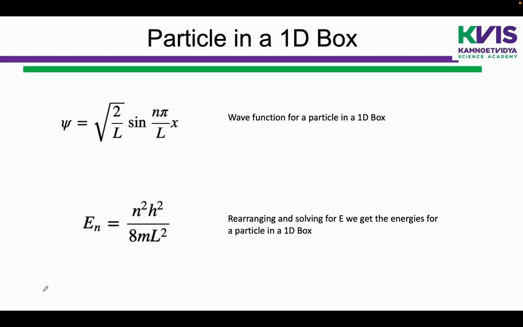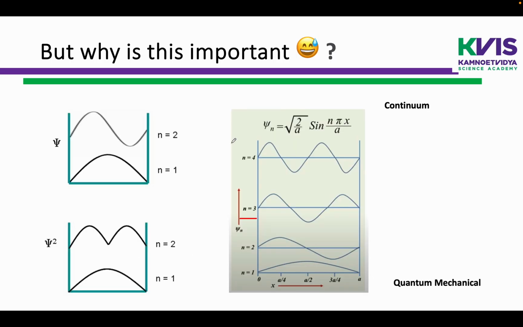You can solve rigorously using the time-independent Schrodinger equation. You get the final functional form of the wave function for an electron in a one-dimensional box. I can calculate using Schrodinger's equation, H psi is equal to E psi. I get the energy value. I can plot the energy value along the y-axis. This is the energy axis, right? I can get the values along the energy axis.